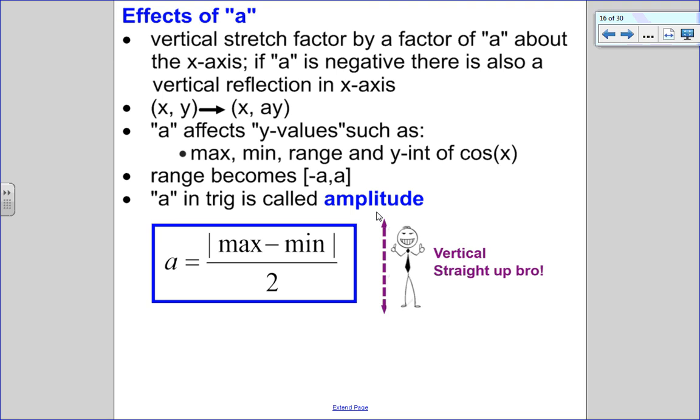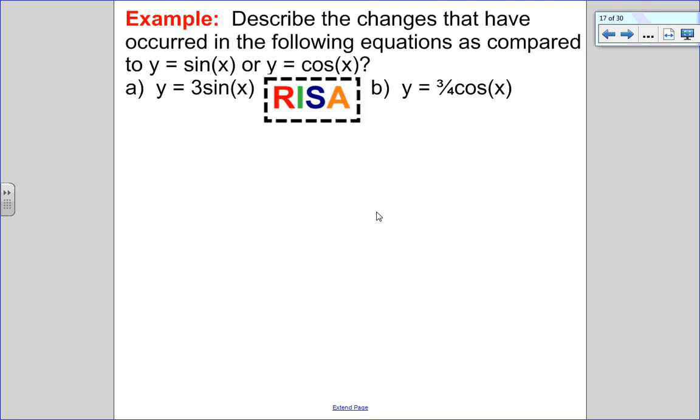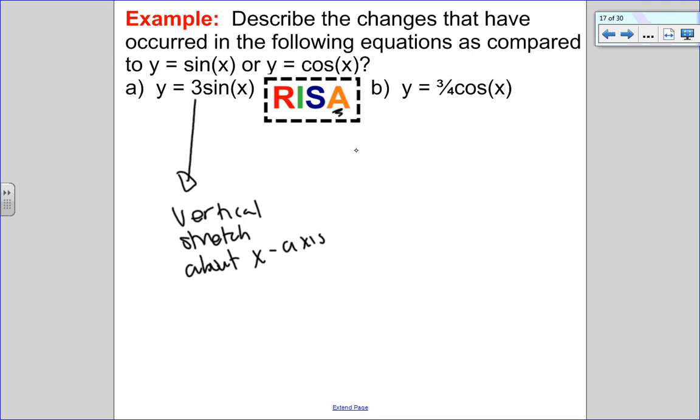And remember from chapter 1, vertical is straight up. It's exactly as we would think it would appear. So let's try this. Describe the changes that have occurred compared to sine x or cos x. So if I have 3 sine x, this here is a vertical stretch, and it will be about the x-axis. Remember our RISA, we stretch about by a factor of 3.